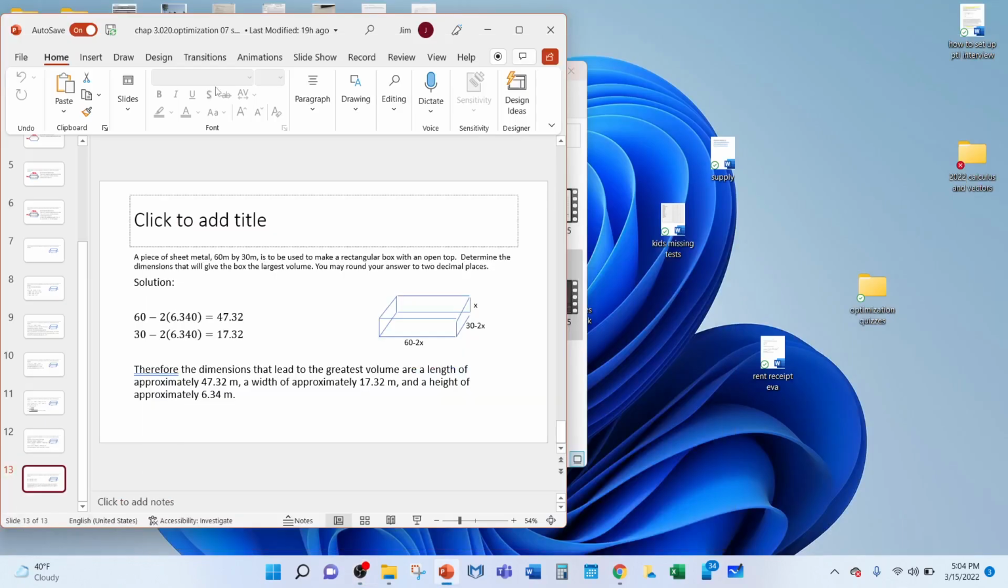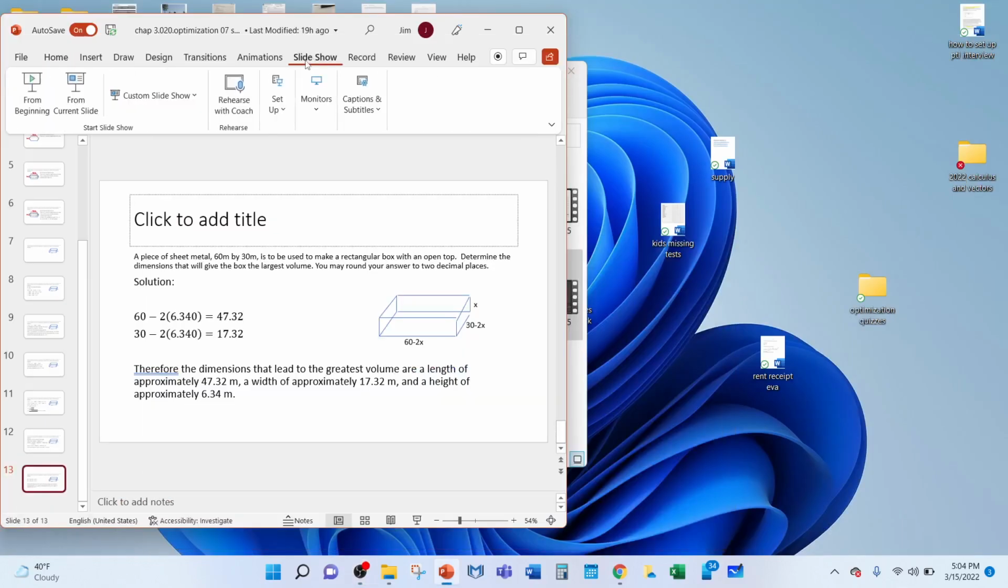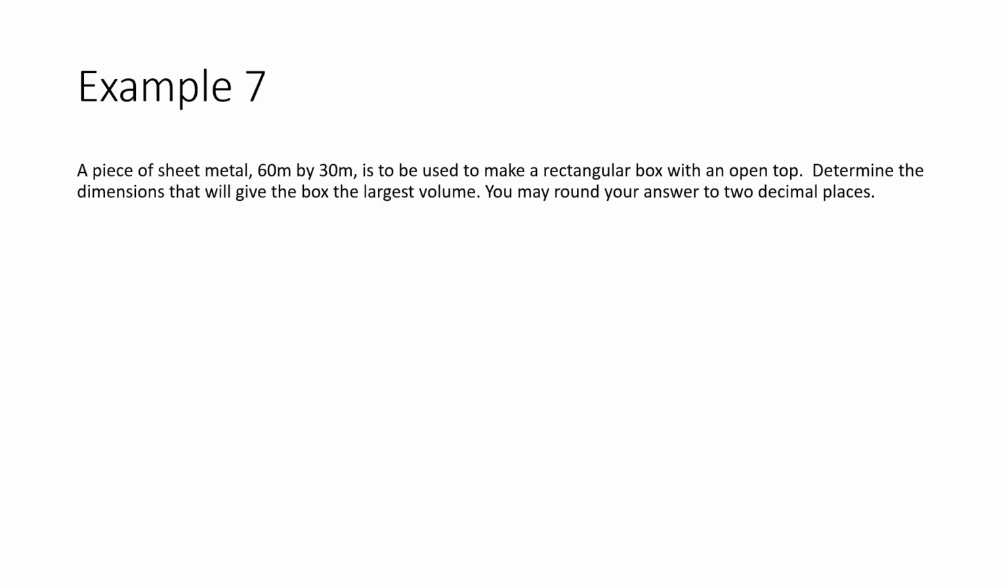In this video, we're going to do an optimization problem in which we're given a piece of sheet metal, 60 by 30 meters, and asked to make a rectangular box with an open top. And we want to determine dimensions that'll give the box the largest volume.